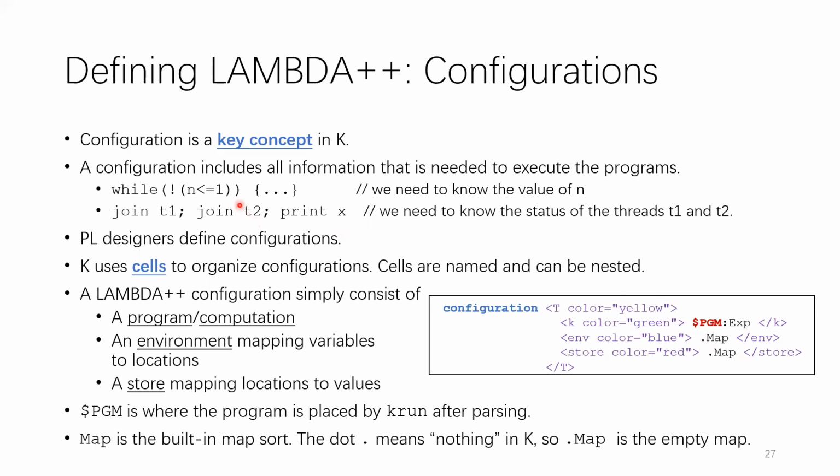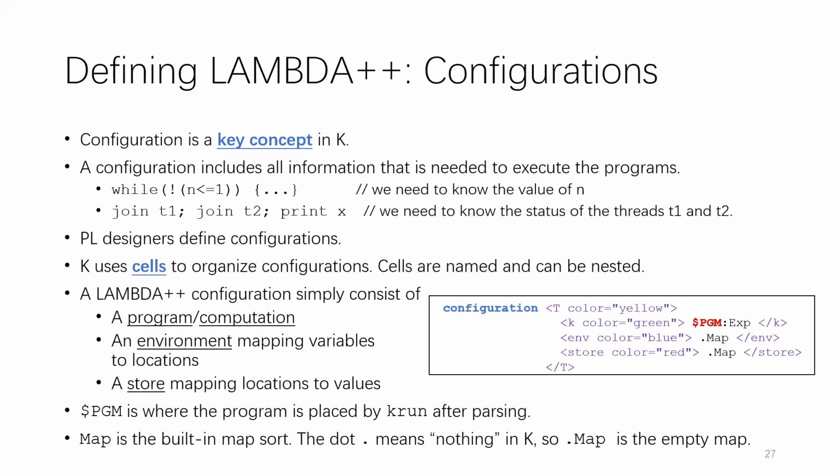For example, in C, if we want to execute this program, we need to know the value of n. Or to execute this program, we need to know the status of the threads T1 and T2. In summary, this semantic information will be stored in the configuration. And defining configurations is usually the first step towards the formal semantics, because at this point, we'll start to think about the semantic information that we need in order to execute the program.